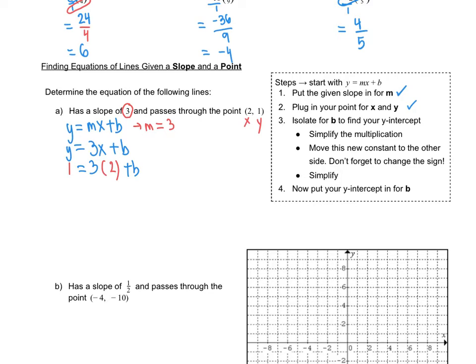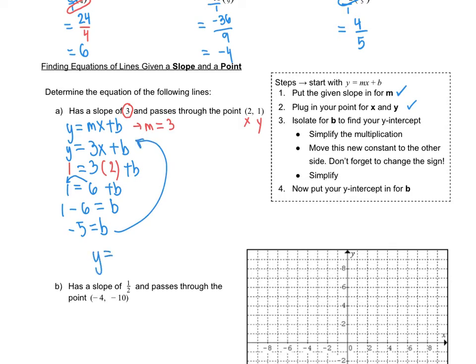So step 2, done. Now you will notice the only variable we have is b, and I can easily isolate for it. So I'm going to do my quick multiplication. 3 times 2 is 6. And now this is just a one-step equation where I bring the 6 over, changing the sign. 1 minus 6 is negative 5. And now I have my y-intercept, so let's put it back into our equation for b.